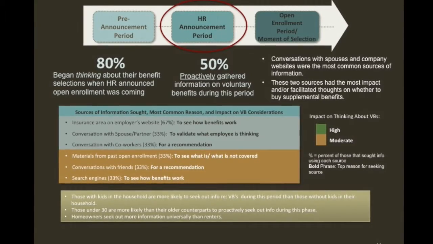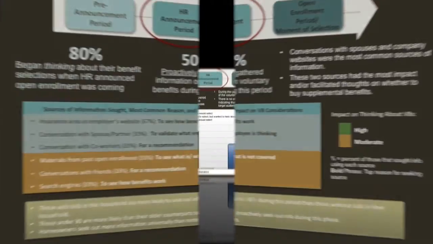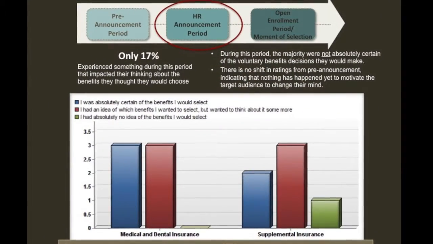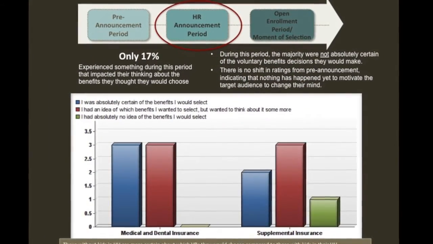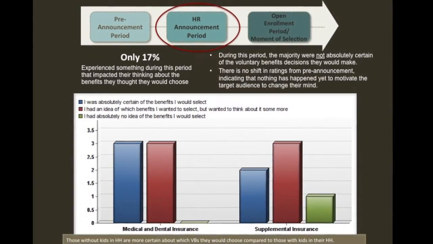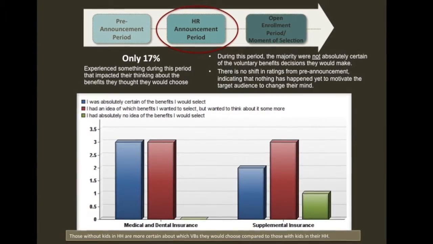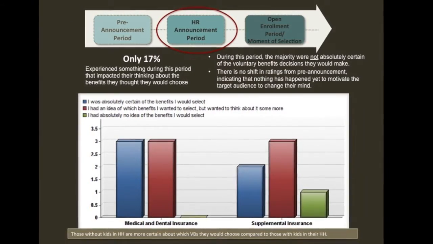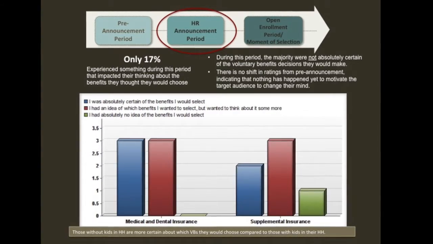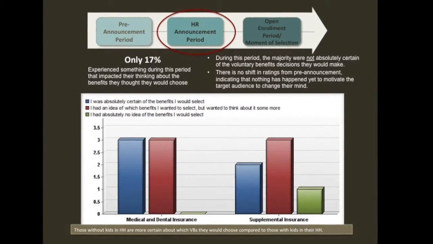Conversations with spouses and company websites were the most common sources of information. They had the most impact or facilitated the thoughts on whether people were going to purchase or not. And only 17% of respondents experienced something during this period that really had an impact on their thoughts around these benefits. Also, the majority of respondents said they were not absolutely certain of the voluntary benefits they were going to choose during the open enrollment period, so there was no shift there.